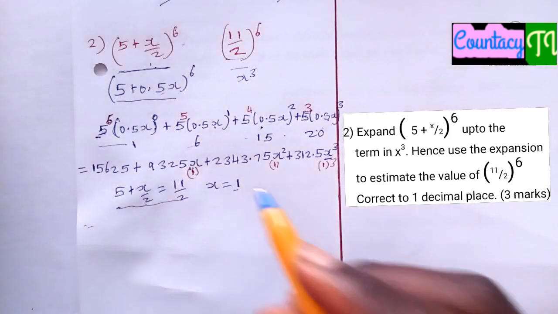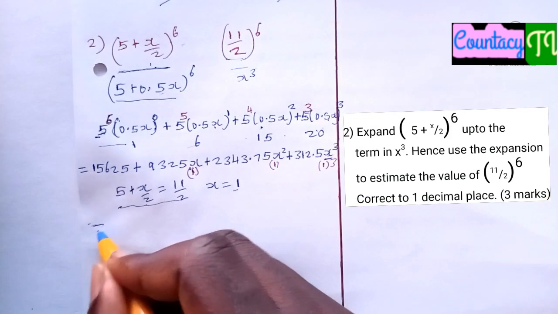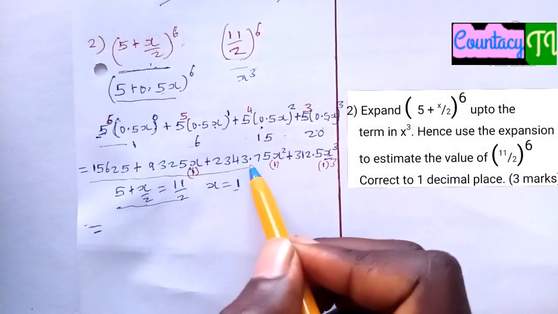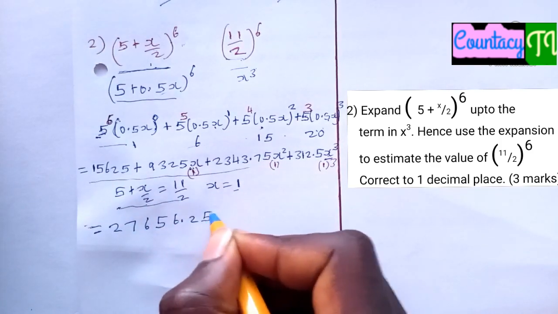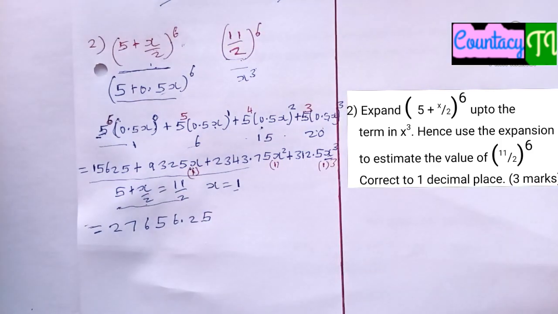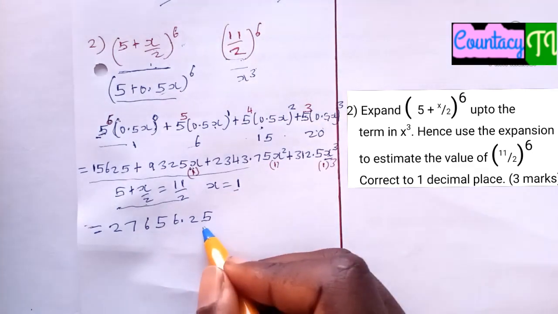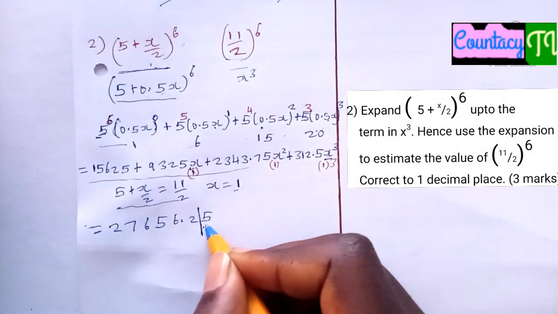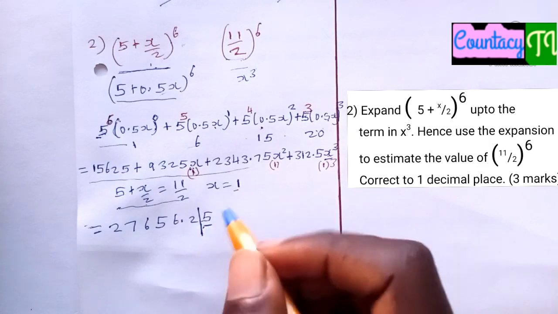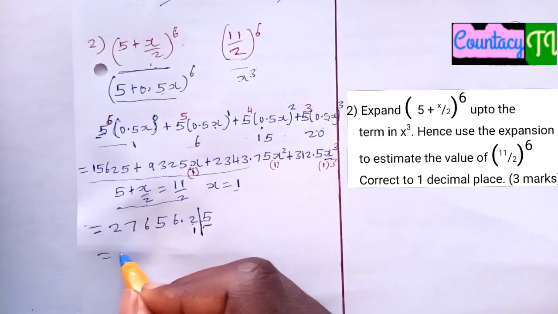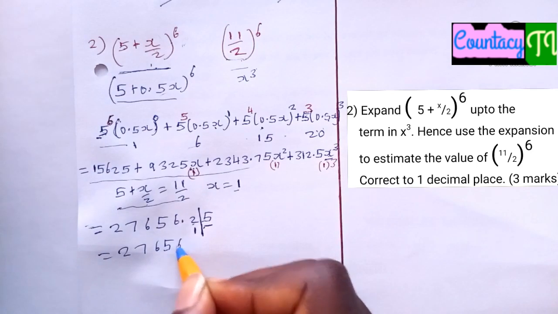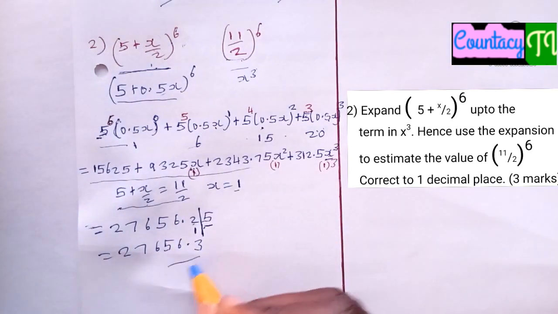Finally, upon substituting with 1 here, you get our value for all of this as 27656.25. Then we go back to the question, to the very last part: give your answer correct to one decimal place. So now we go to our answer and correct it to one decimal place. Since this number is equal to or more than 5, we add 1 to the last decimal place to have our final answer as 27656.3. And that is the answer. And with that, you get your full 3 marks.